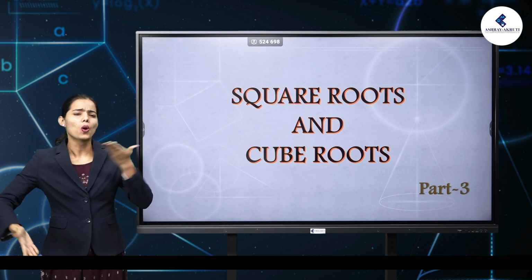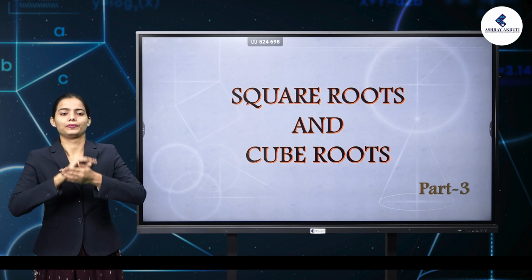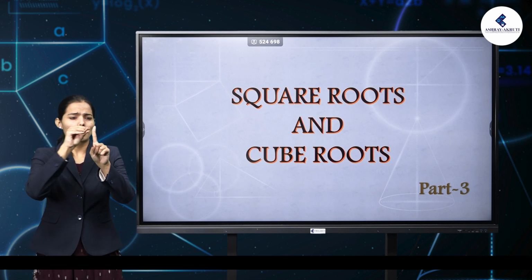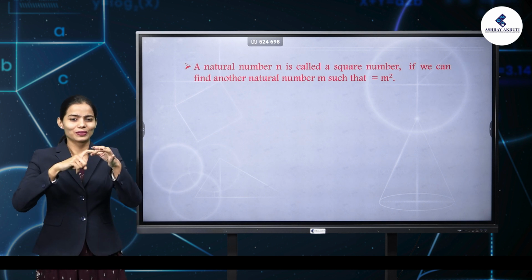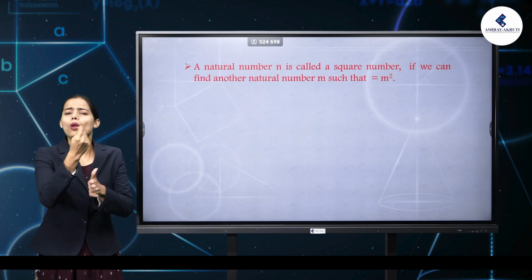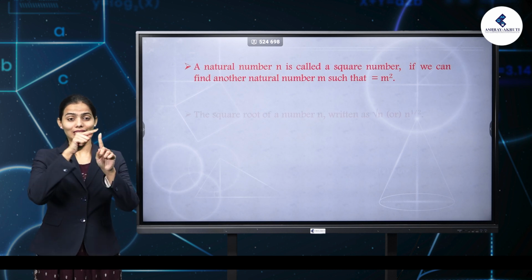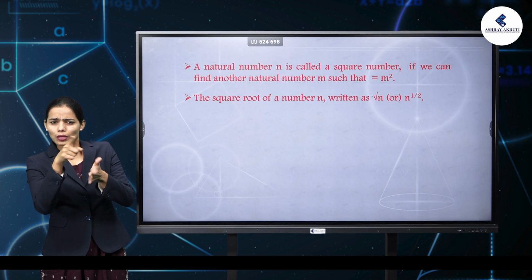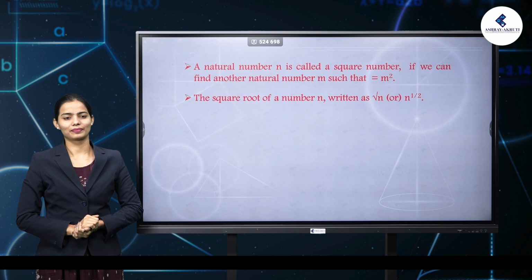Previously, we have learnt about square and square roots. Let's recall the square and square roots part. A natural number n is called a square number if we can find another natural number m such that n is equal to m square. The square root of a number n, written as square root n or n power 1 by 2, is the number that gives n when multiplied by itself.